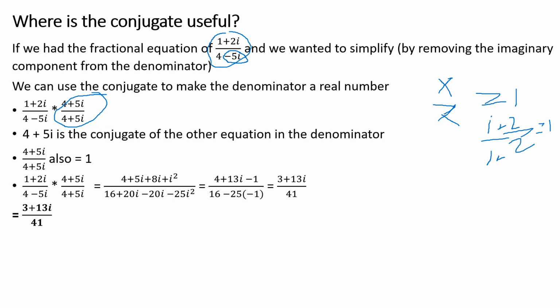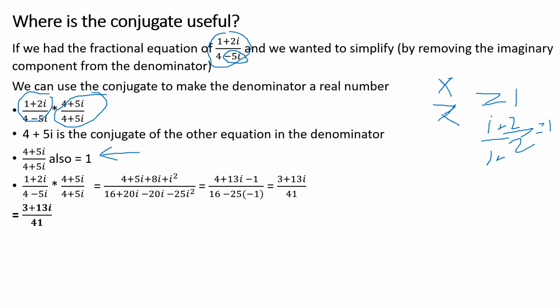Anything over itself is 1. So what I'm going to do is multiply this 1 plus 2i over 4 minus 5i by the conjugate, 4 plus 5i, in the numerator and 4 plus 5i in the denominator. As I said, this is equal to 1. I'm not really changing anything. But here's where it gets interesting. I'm going to do the denominator first: 4 minus 5i times 4 plus 5i.